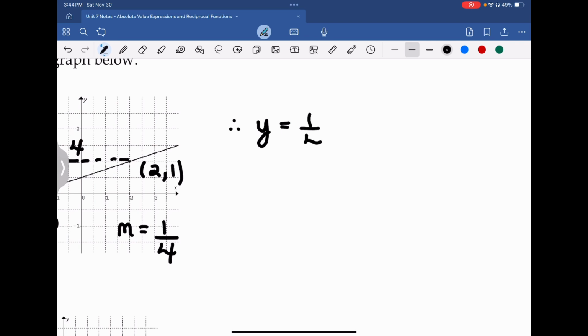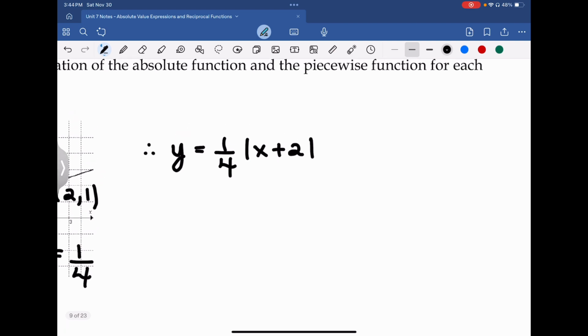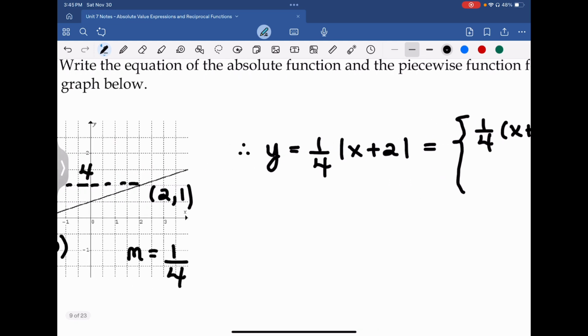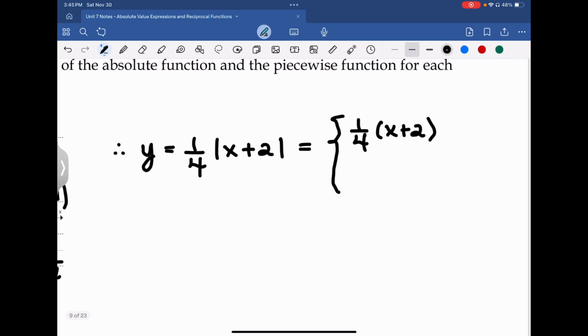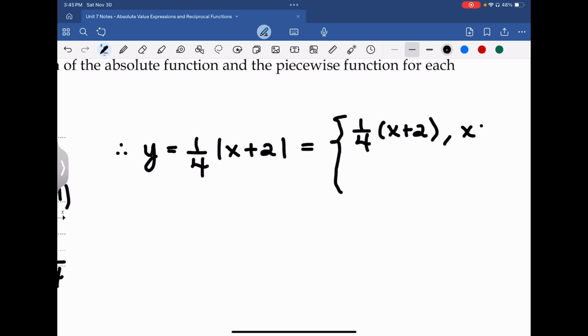So it's going to be 1/4 absolute value of (x + 2), because if it was -2, it's going to actually be +2 for our p value. Our q value was 0. We can put the q value if we wanted to as 0, but I don't think it's worth it. This is equal to, as the piecewise, 1/4 times (x + 2). And this positive sloping line, or the part that was on the right-hand side, occurred when x is greater than or equal to -2.